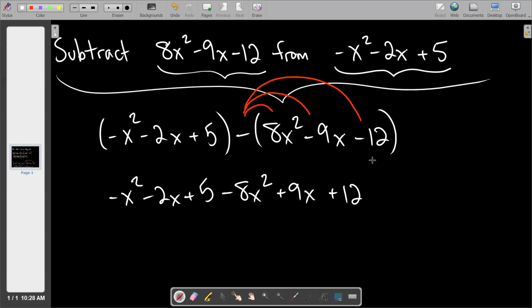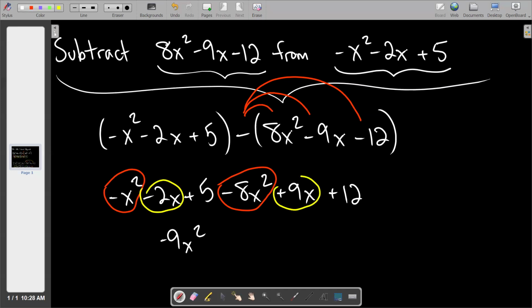Okay. So if we combine like terms, how many x squareds do we get? Negative. I see negative 9 of those. How many linears do we get, x's? Positive 7. And then, of course, the constants will always go in the back, plus 17.